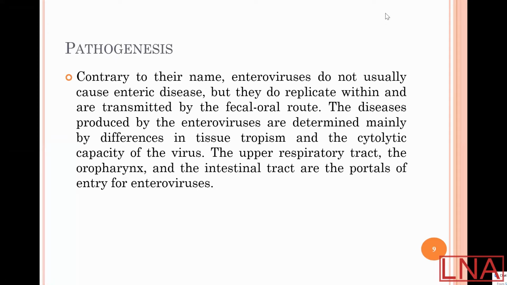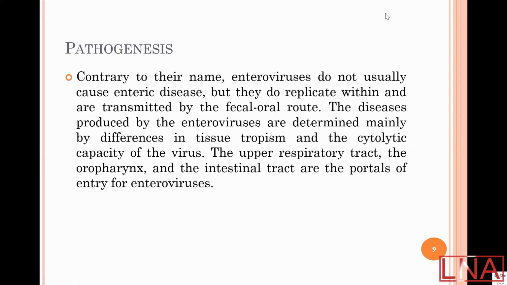So, as I told, this disease is transmitted primarily by the fecal-oral route. It's usually, of course, not a direct transmission, but indirect only. The disease produced by enteroviruses is determined mainly by differences in tissue tropism and the cytolytic capacity of the virus. The upper respiratory tract, the oropharynx and intestinal tract are the portals of entry for enteroviruses. So the enteroviruses can primarily multiply in the mucosal epithelium of the oropharynx and also the intestinal tract.